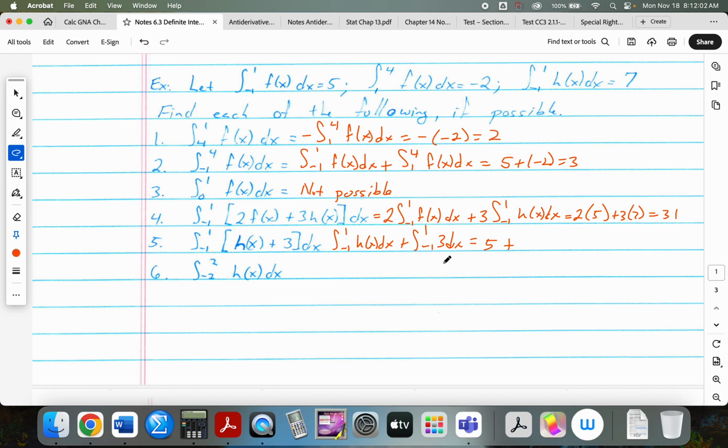It's not piecewise, it's just always 3. So the height is going to be 3, and what's the width going to be? 2, exactly. So this is going to be plus 2 times 3. So that's 11.